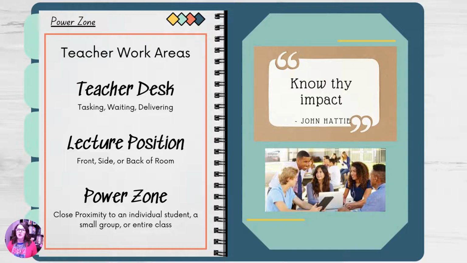And then there's the power zone as identified by the Fundamental 5 authors. And that's basically just saying that when you have close proximity to an individual student, to a small group of students, or even to your whole class, then you are using the power zone to influence what happens in your classroom.